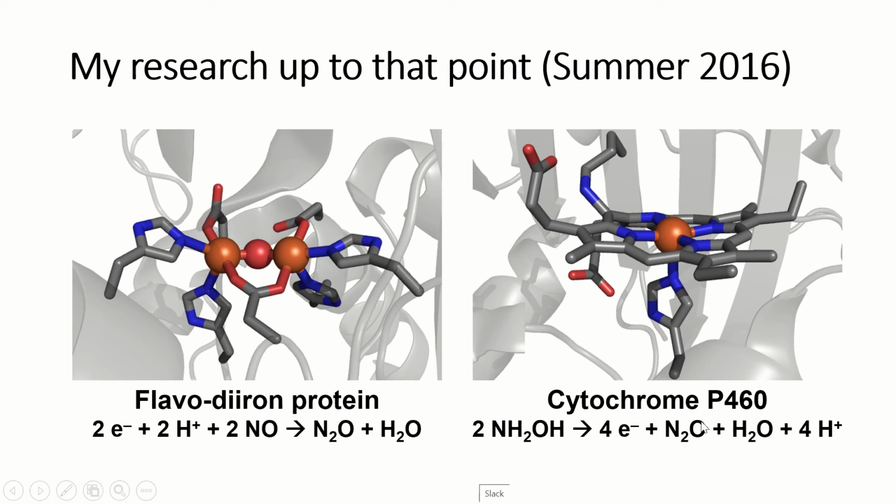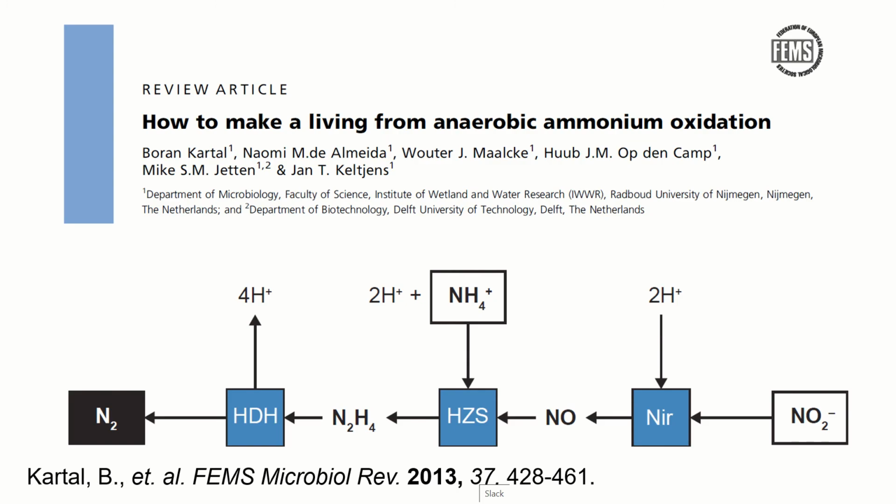And they did this by taking molecules that did not have NN bonds and forming an NN bond. So in this case, nitric oxide is converted to nitrous oxide. And in this case on the right, hydroxylamine is converted to nitrous oxide. And so something I had studied up to that point a lot was NN bond formation to form nitrous oxide. So when I started my research proposal, I was looking at a number of reviews, and this was one that I was looking at.